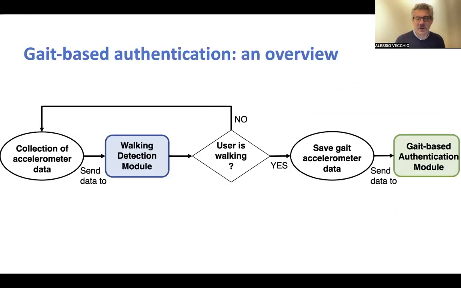Here we have an overview of the gait-based authentication procedure. First of all, acceleration is collected at the wrist, and acceleration is then transferred to a walking detection module. The purpose of the walking detection module is to understand if the user is actually walking or not. It's also possible that the user is just moving hands, some spurious movements. And then if the user is actually walking, the data is stored in a buffer and then provided as input to a gait-based authentication module.